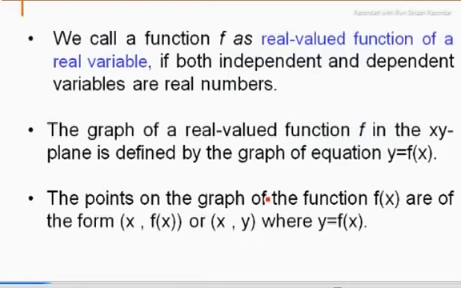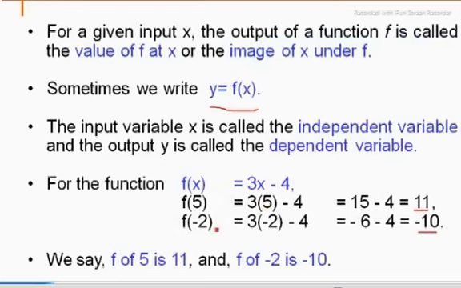We call a function f a real valued function of a real variable if both independent and dependent variables are real numbers. For example, in the previous example of function f of x, our independent variable is x and it assumes real values. At the same time, our answers are real values as well. So we say that f is a real valued function of a real variable.